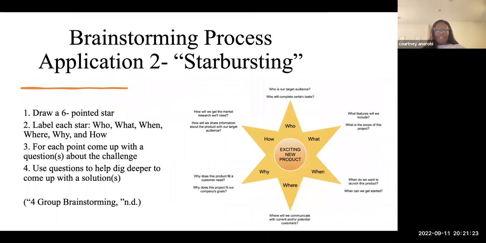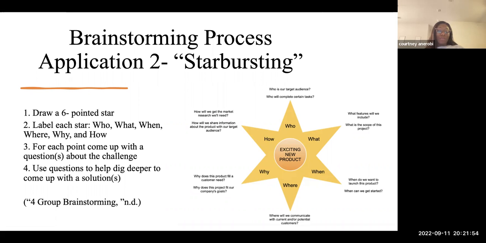So the next application in the brainstorming process would be starbursting. This is another way that brainstorming can be used in a group or team setting. Let's say that in another scenario your team is trying to come up with new ways to reduce lobby waiting time. Starbursting can help groups explore ideas by asking specific questions about the topic.